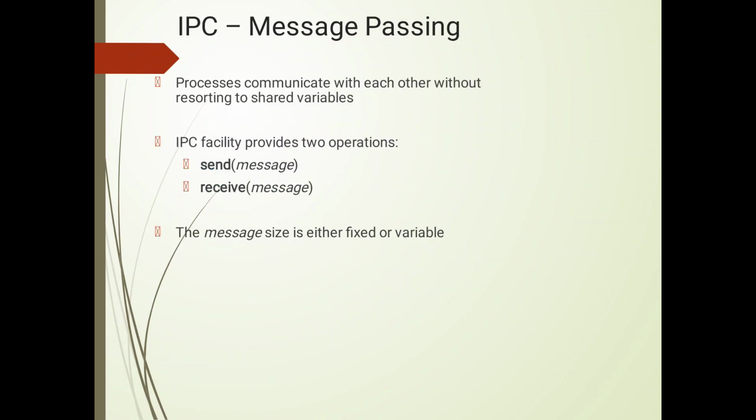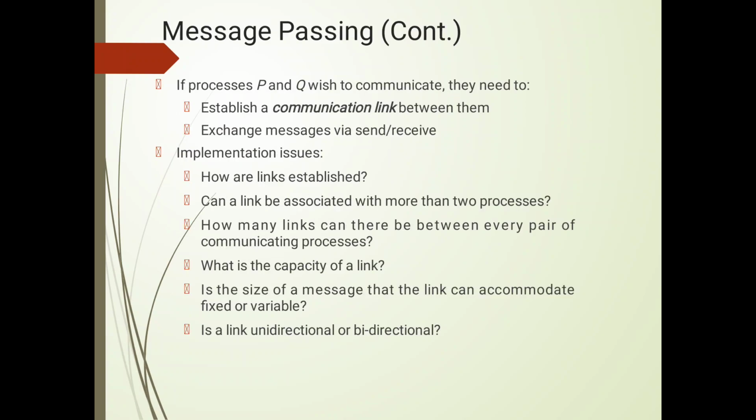In IPC message passing, the processes communicate with each other without resorting to shared variables. This IPC facility provides two operations, send message and receive message. The message size is either fixed or variable. If processes P and Q want to communicate, they need to establish a communications link between them and exchange messages via send and receive.